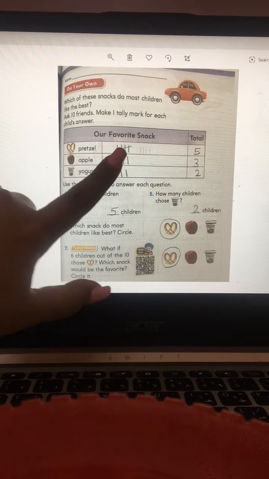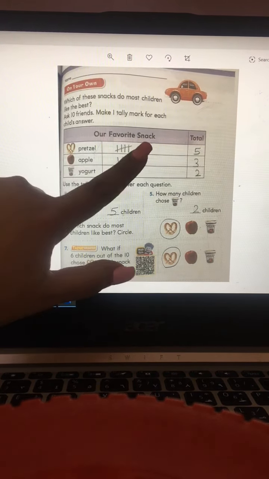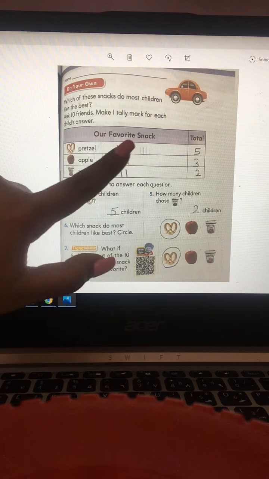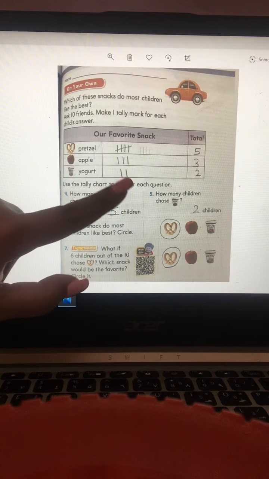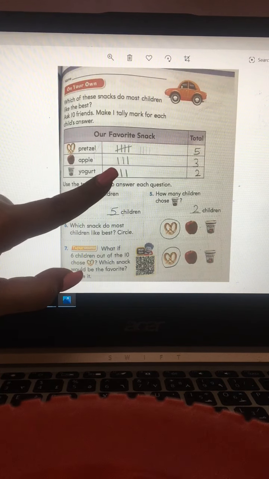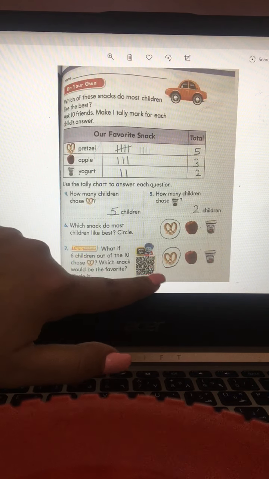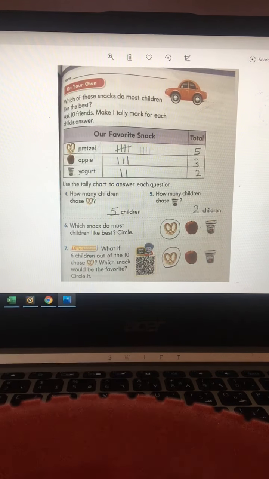Because we already said that 5 favor the pretzel. 5 is bigger than 3, and 5 is bigger than also 2. If it's 6, 6 is also bigger than 3, and it's also bigger than 2. So the favorite snack is still the pretzel, okay?